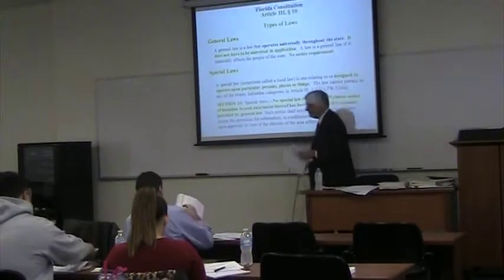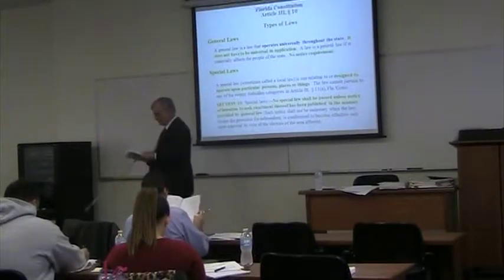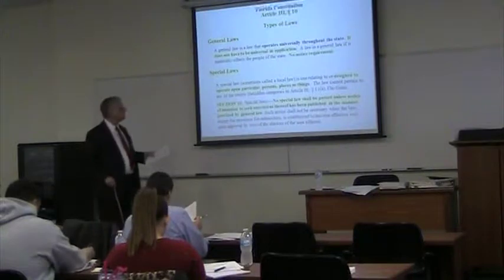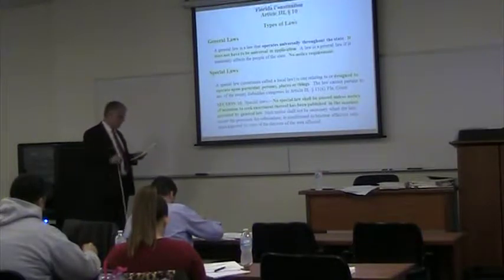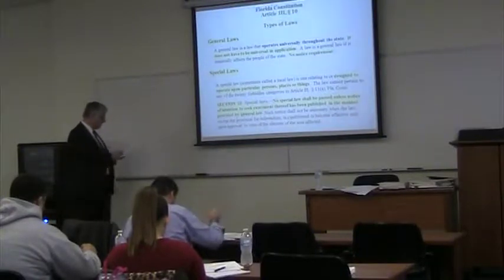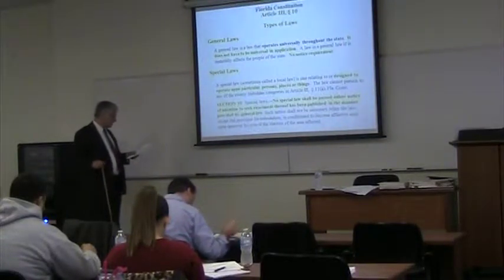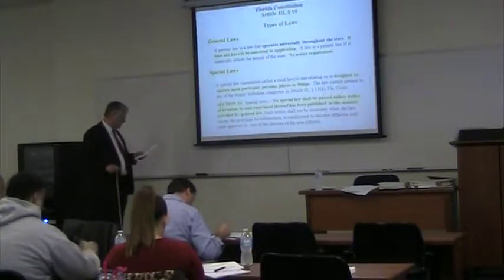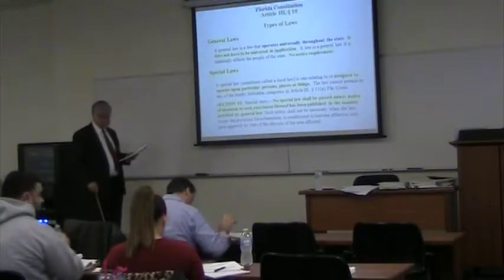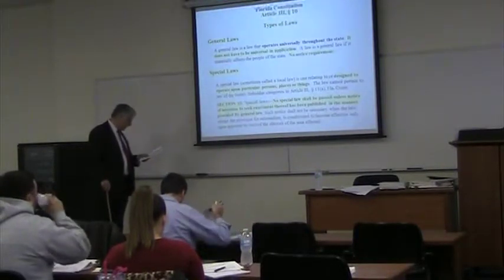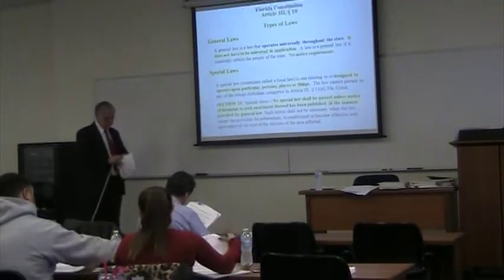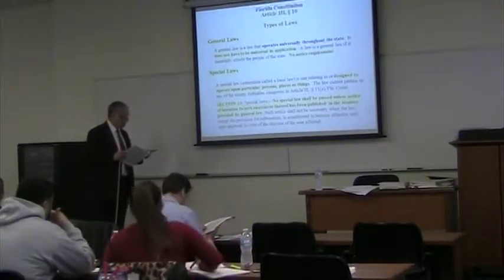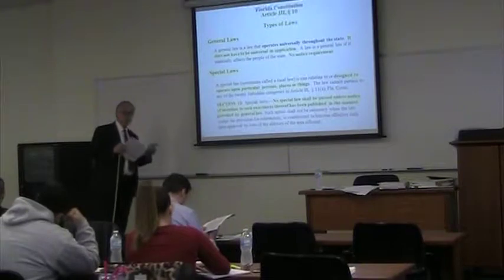Prohibited special laws. What section? Article 3, Section 11 says there shall be no special law, and note, because it is the next point, or general law of local application pertaining to, and there's a whole list of 20 of them: elections, jurisdictions and duties of officers, assessment and collection of taxes, rules of evidence, punishment for crime, change of name, divorce, fishing and hunting, and similar things.